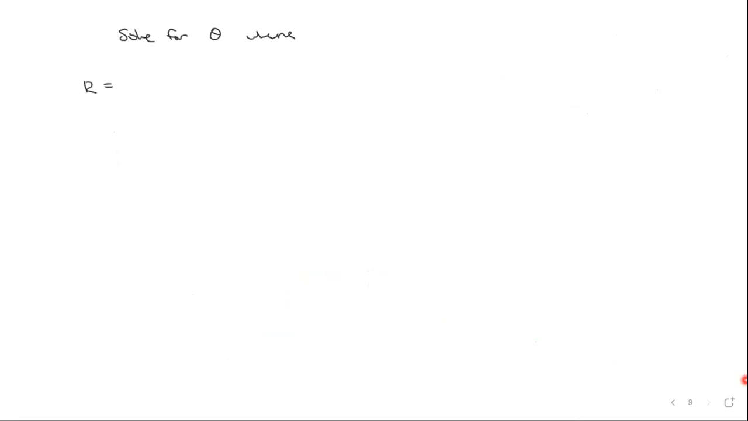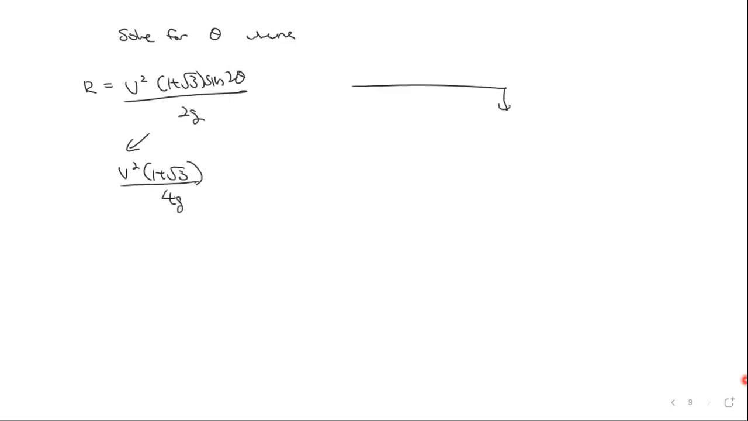which was given as v squared (1 plus root 3) sine 2 theta over 2g, is equal to option 1, v squared (1 plus root 3) over 4g. Option 2, v squared (3 plus root 3) over 4g. Okay. Just confirming that those are correct.